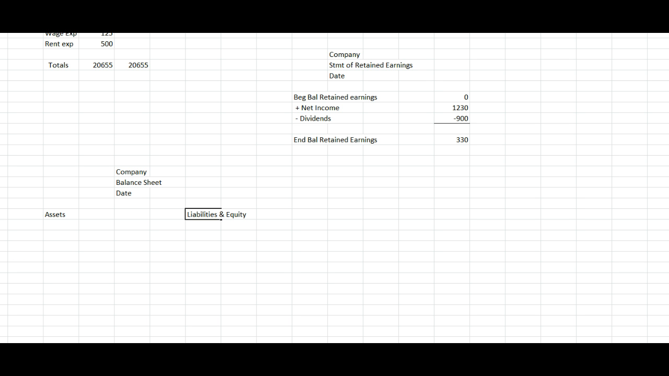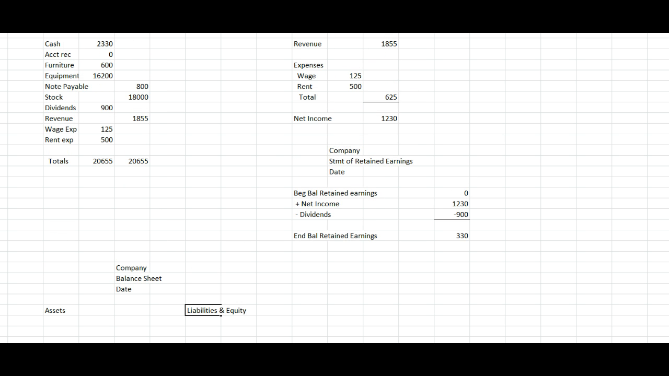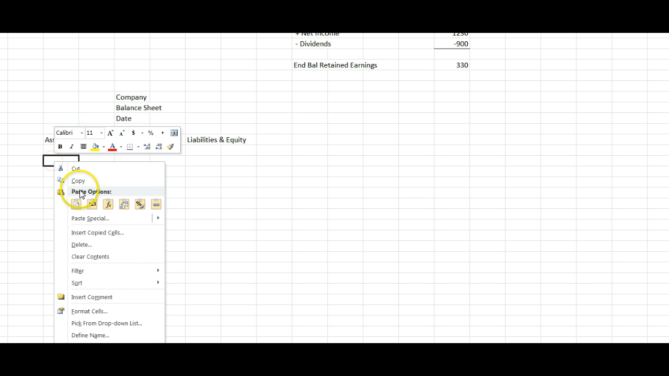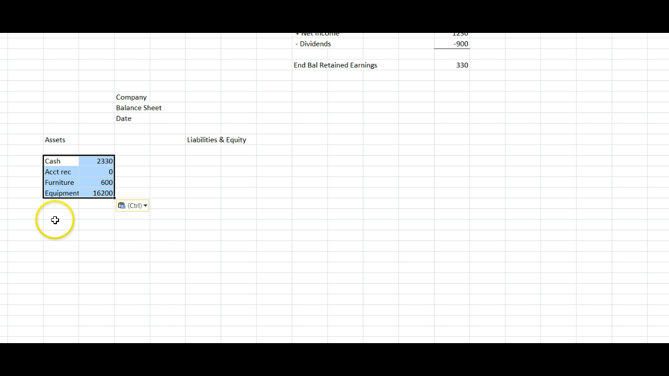Let's take a look at where our assets are. Let's go back up to the trial balance. So I'm just going to copy these over. Here are our assets all the way down to equipment. Just going to copy those over here, and we're going to put them right here, I think. Okay, so here are our 4 different assets. Then we need a total. I'll put those right underneath. I'm going to add those up. And it looks like we have $19,130. Looks good.